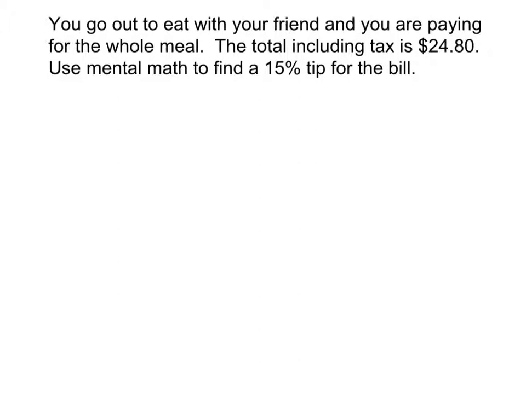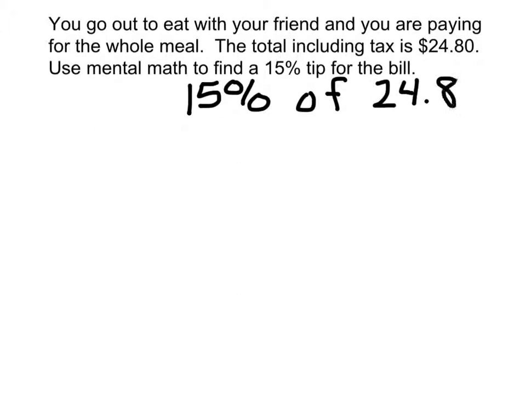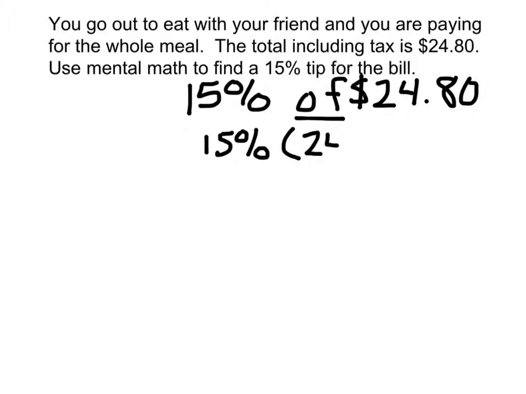To do this problem, we really need to find 15% of the total cost of the bill, which is $24.80. Remember, the word of means multiply, so I have really 15% times $24.80. So that's what we really need to do now. Now you may be thinking, okay, how am I going to do this just using mental math? Okay, here's how we're going to do it.